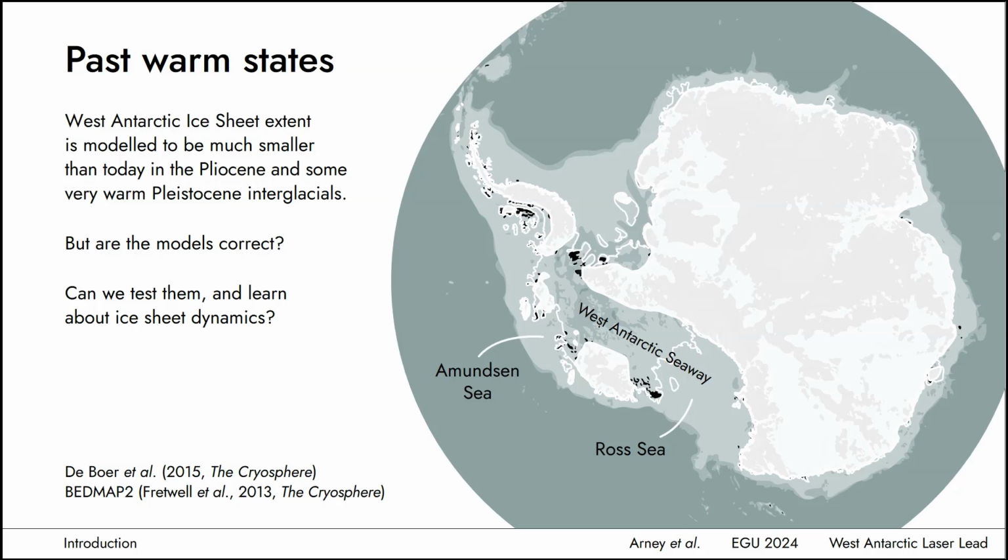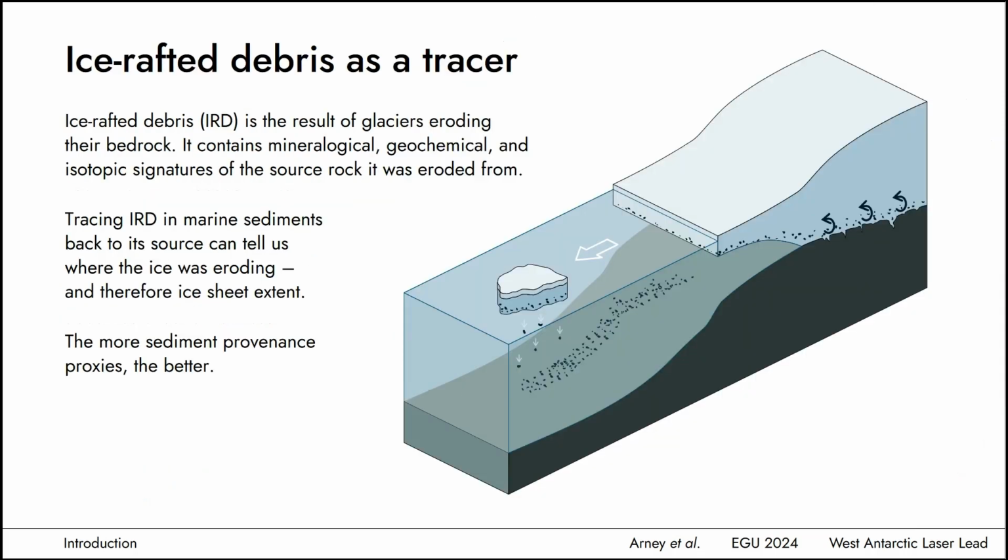One way to reconstruct the paleo ice extent is by tracing the provenance of glaciogenic debris. As an ice sheet flows, it erodes material from its base, particularly towards the downstream areas, and that debris is incorporated into the bottom of the ice sheet, and then when it reaches the ocean, it melts out of the ice shelf or iceberg and accumulates in marine sediments. And the provenance of that IRD can then give us a clue about where the ice was eroding from, and therefore where the ice sheet extended to.